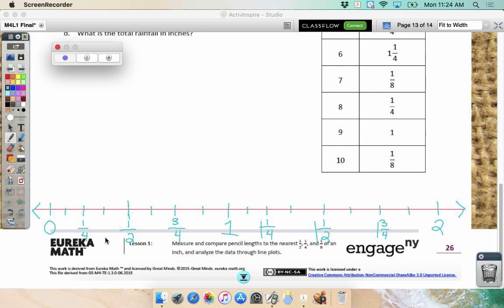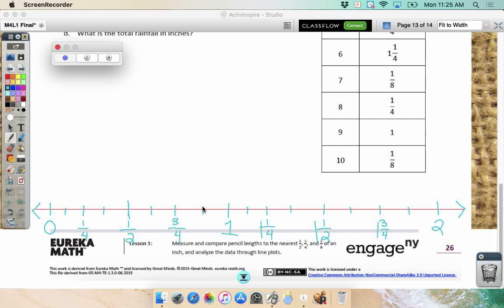And then what would this one be? 3 8s. Because it would go 1/8, 2 8s, 3 8s, 4 8s. What's this one? 5 8s, 6 8s, 7 8s. Okay? I notice the 8s are counting with odd numbers. Watch. 1, 3, 5, 7. Cool, huh? Okay.